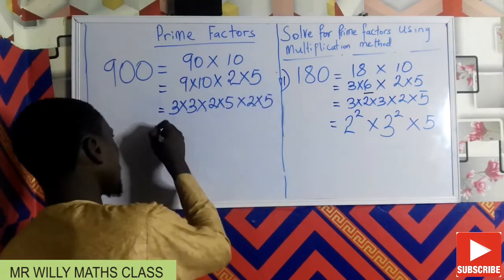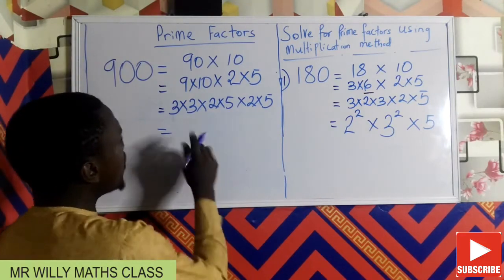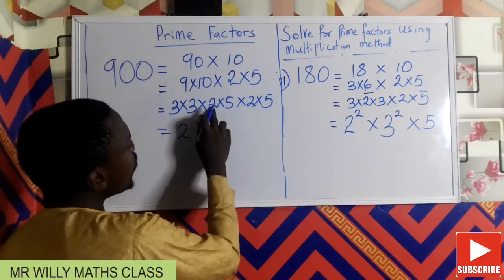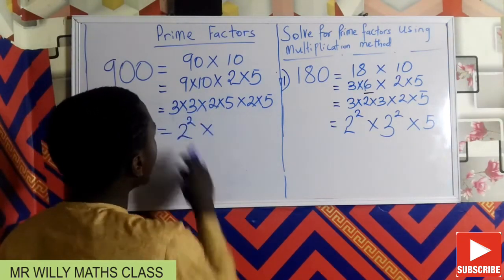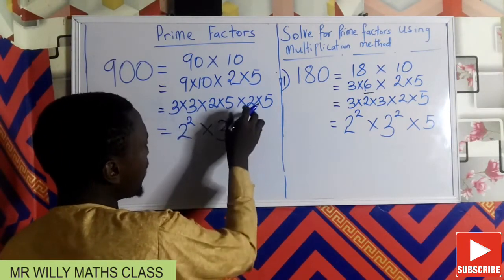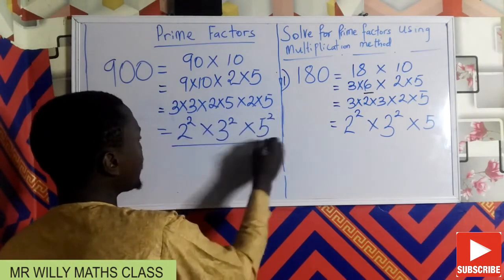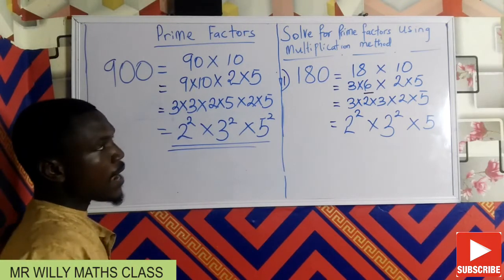Now, this product of prime factors, you can express in index form by starting from 2. How many 2s do we have here? 1, 2. That will be 2 raised to power 2. And how many 3s do we have here? 1, 2. That will be 3 raised to power 2. And how many 5s? That's 2. So this is the final answer. This is the product of the prime factors of 900.